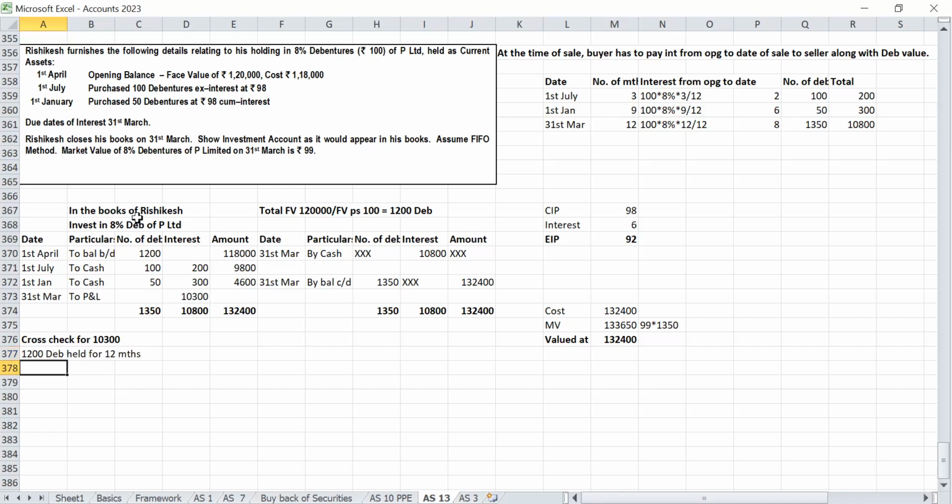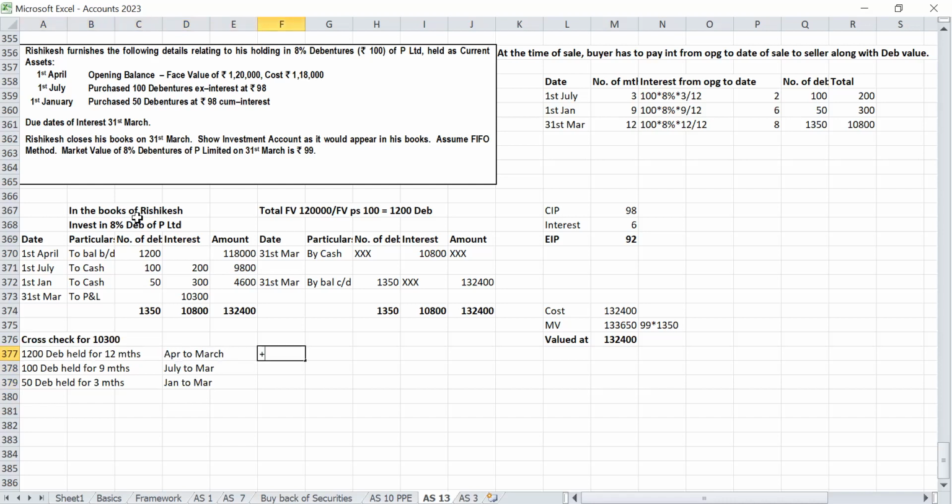Then 100 debentures held for 9 months. 9 months, correct. 50 debentures held for 3 months. For example, here April to March is 12 months. We are purchasing on July, so July to March is 9 months. We are purchasing only on January, so January to March is 3 months.